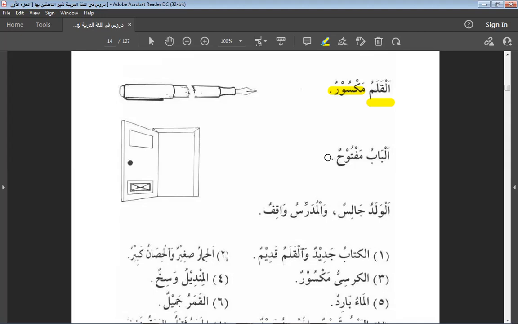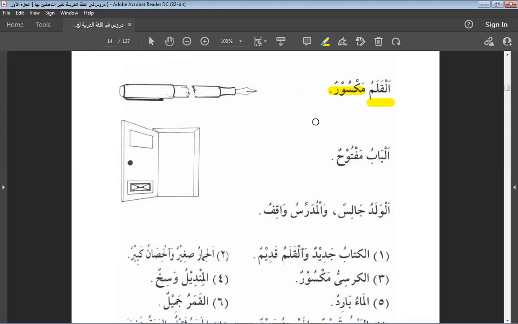Now, this khabar, if it is a noun, it comes indefinite. So you'd have the noun beginning the sentence as a definite noun, yani mu'arrafa or ma'arifa. And then the khabar will come as nakiratun, yani indefinite. So you have here al-qalamu, the pen, maksurun, is broken. That is how we make a nominal sentence.